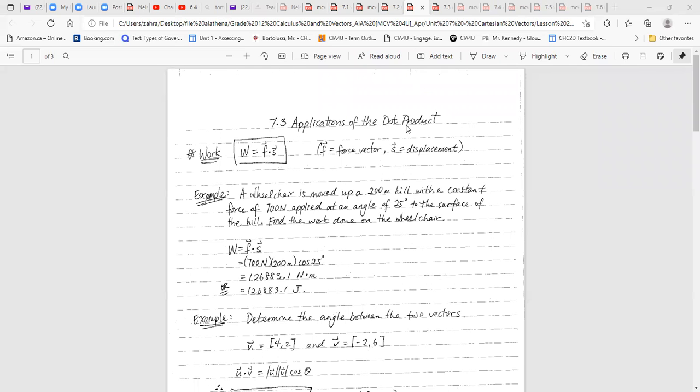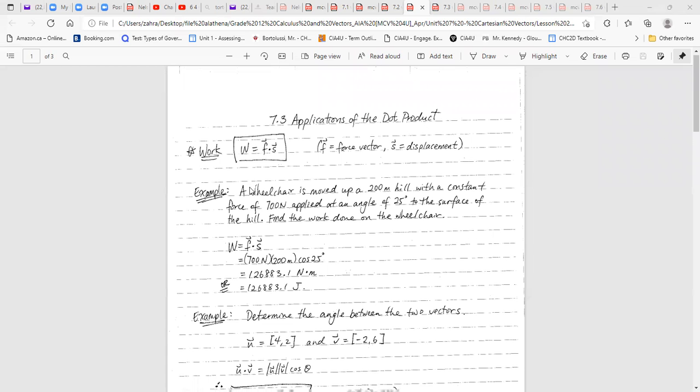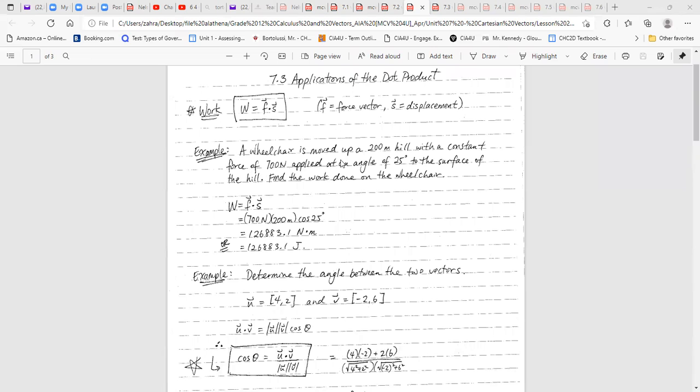7.3 applications of the dot product. The work is force dotted with displacement. Both are vectors, so when dotted to each other, they give you the work. Look at this question. A wheelchair is moved up a 200 hill with a constant force of 700 applied at an angle of 25 to the surface of the hill. Find the work done on the wheelchair.